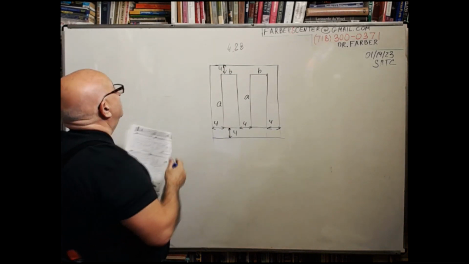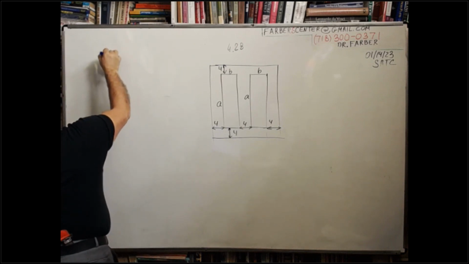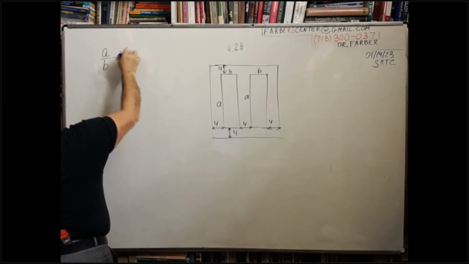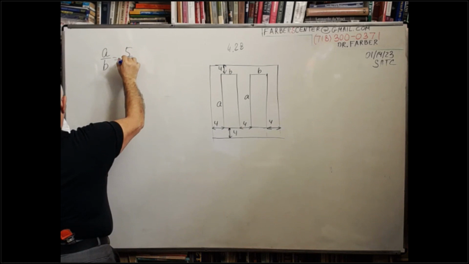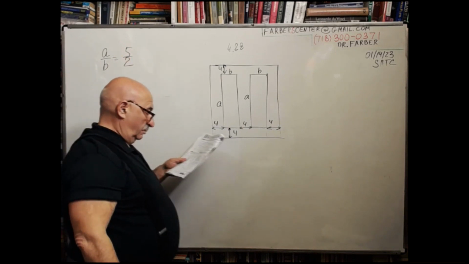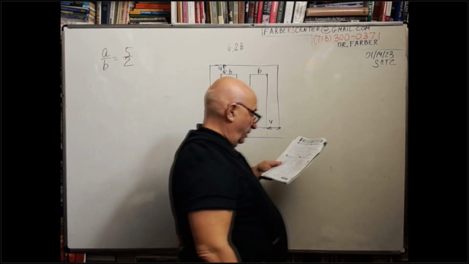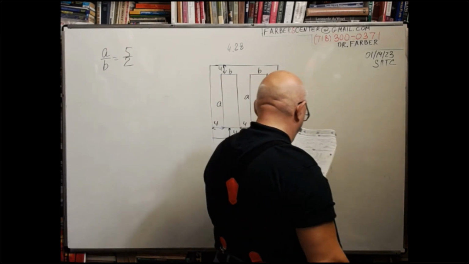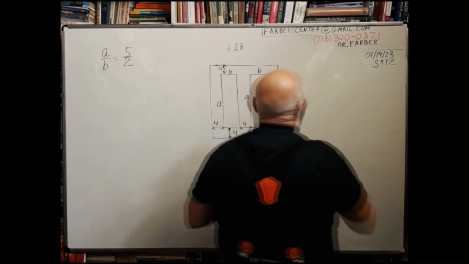A over B equals 5/2. This is given. What is the area of the square? Find the area of the square.